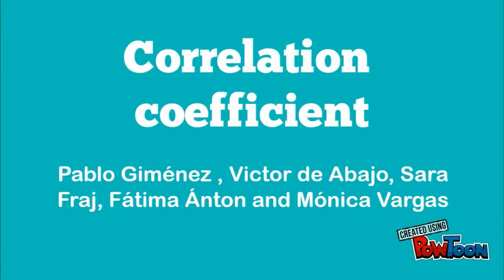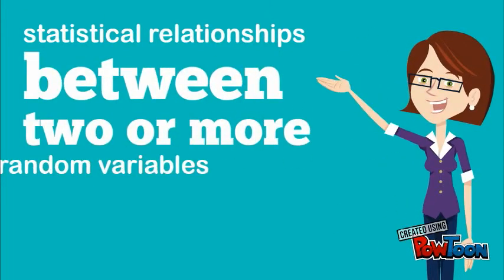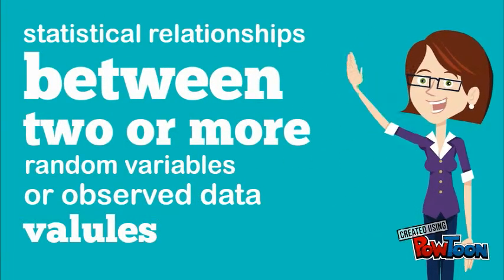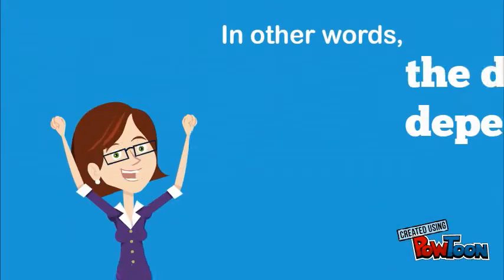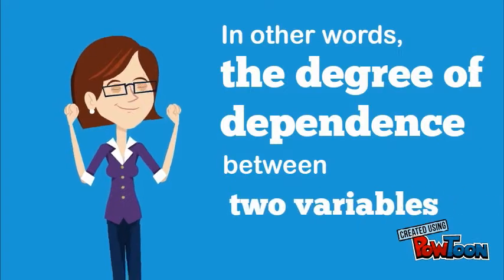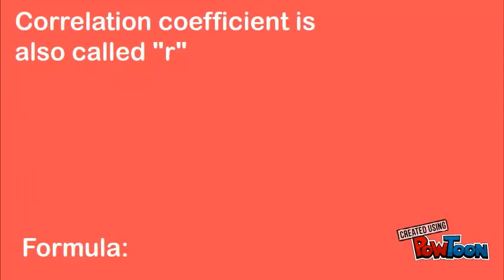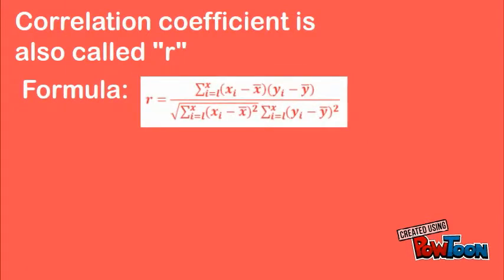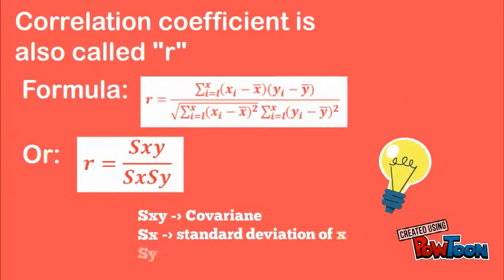What is correlation coefficient? Correlation coefficient is a statistical relationship between two or more random variables or observed data values, or in other words, the degree of dependence between two or more variables. We also call the correlation coefficient R. There is a general formula, but we also call it the covariance divided by the standard deviation of x times the standard deviation of y.